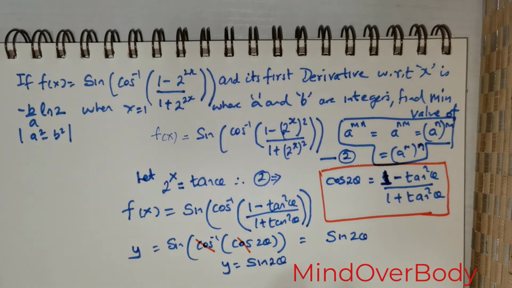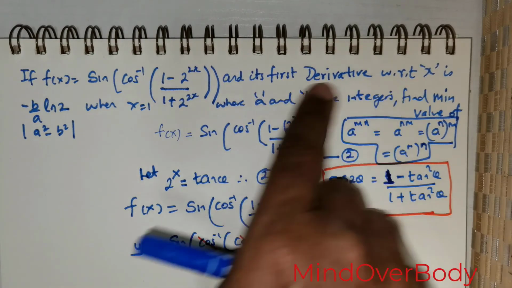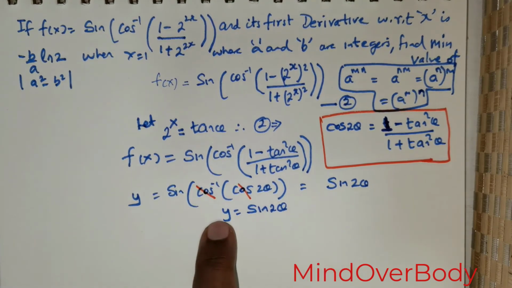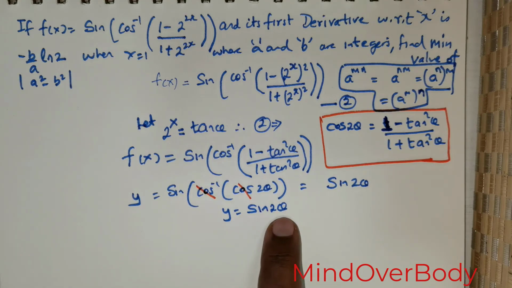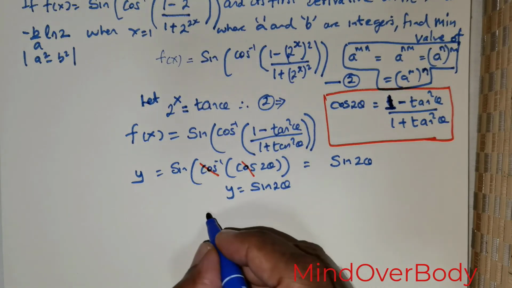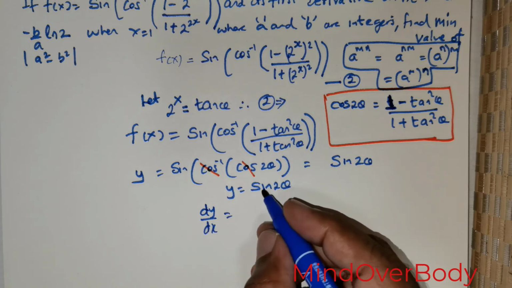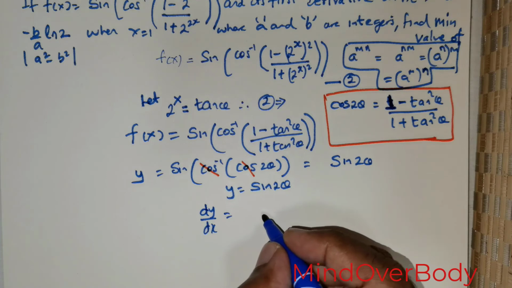Now let's go to the problem. The problem says its first derivative with respect to x is this. So we have to get the dy over dx. Now dy over dx on the left side, but on the right side we have theta here. So we have to be a little bit cautious. So what we have to do is, we have to get dy over dx, and in this case when we are differentiating, the differentiation is achieved in this fashion.